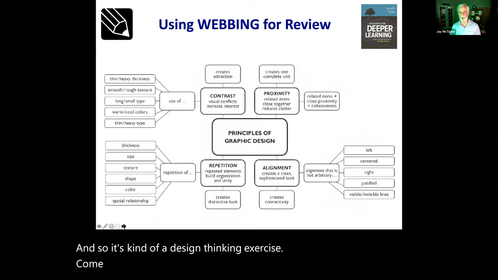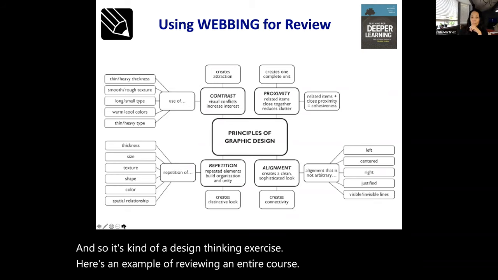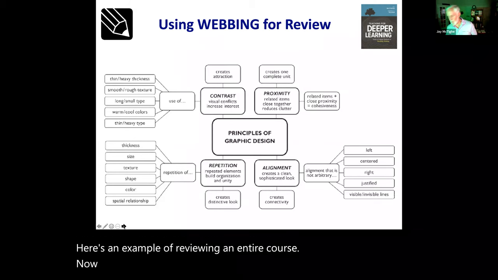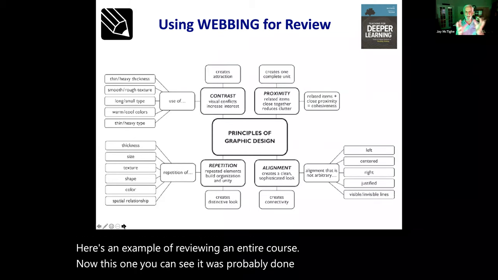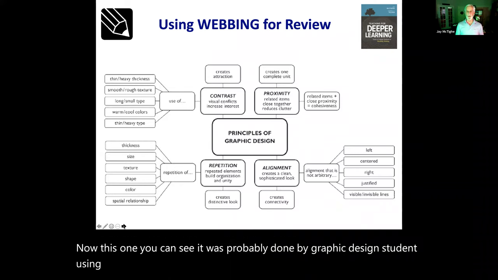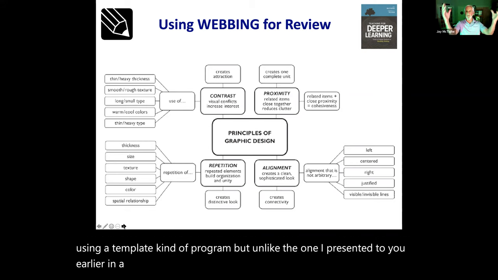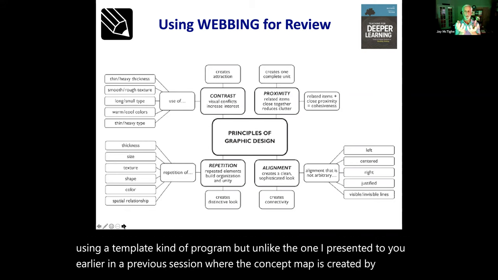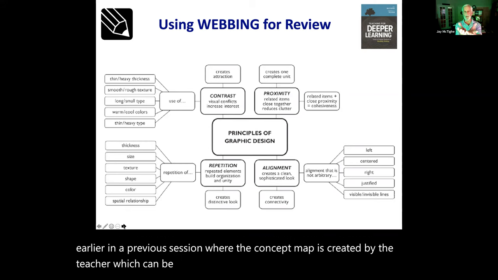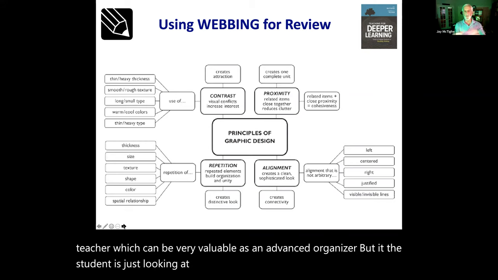Here's an example of reviewing an entire course. Now, this one you can see was probably done by a graphic design student using a template kind of program. But unlike the one I presented to you earlier in a previous session, where the concept map is created by the teacher, which can be very valuable as an advanced organizer, but the student is just looking at it, this requires a student to create the organizer.